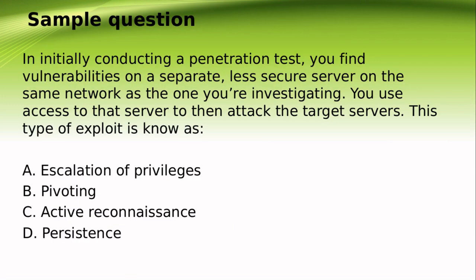Questions. In the initial conducting of a pen test, you find vulnerabilities on a separate, less secure server on the same network as the one you are investigating. You use access to that server to then attack the target server. This type of exploit is known as... Answer: pivoting.